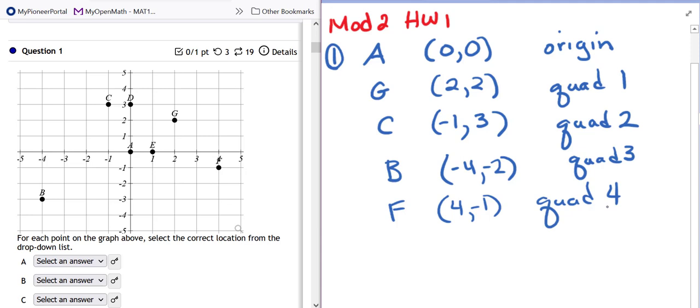So I think we did them all but one. A, B, C. No, we didn't do D or E. They're both on the axes. We can do them so we don't leave something out. All right, so D, the coordinates, you have not moved over, so its first coordinate is a 0. You have moved up 3. This is on the y-axis. It is not considered a quadrant. And then E is on the x-axis, and it is 1, 0.